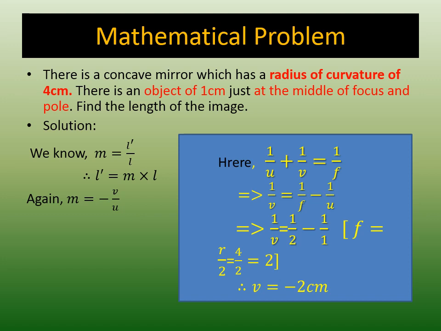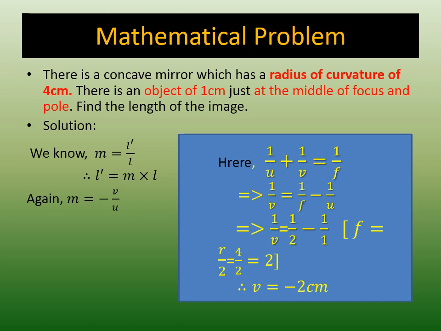So let's go with the line here. 1 by u plus 1 by v equal to 1 by f. We can write this as 1 by v equal to 1 by f minus 1 by u. So 1 by v equal to 1 by 2. Why 2? 2 means the value of f. Why? Because f is equal to r by 2 and the value of r is equal to 4. 4 by 2 is equal to 2. This 2 is the value of f. Okay, that means the distance from the pole to the principal focus is 2 and the object is just at the middle of the focal length. That means from the pole the distance of the object is 1 centimeter.